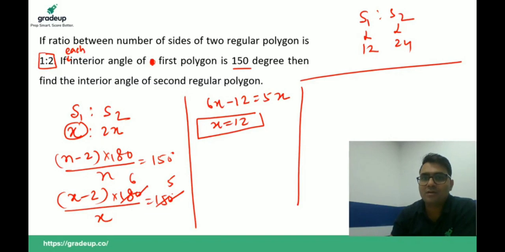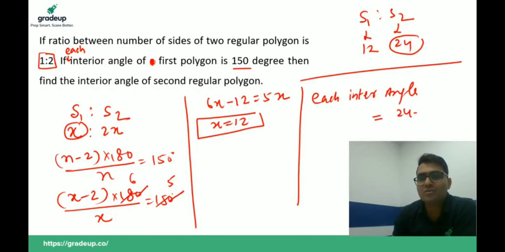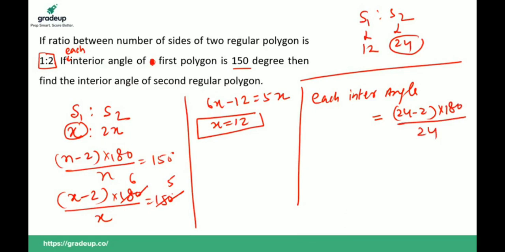As we have the number of sides of the second polygon as 24, then each interior angle is equal to (n minus 2) into 180 divided by n. All right. So this is 2, this is 15, this is 22 divided by 2, that is 11 into 15. This is what? 11 into 15 is 165, so 165 is the right answer. Is this clear to all of you? Yes or no? Write in the comment box.